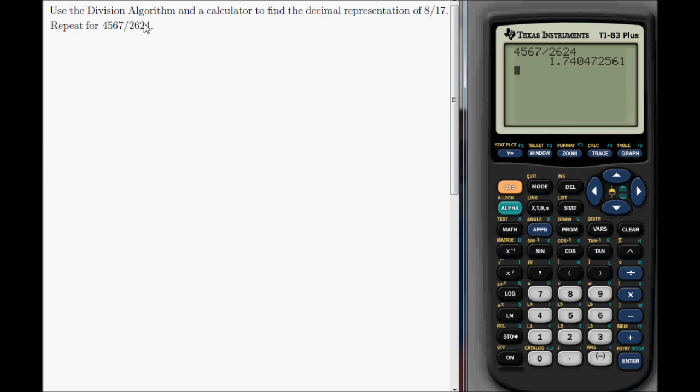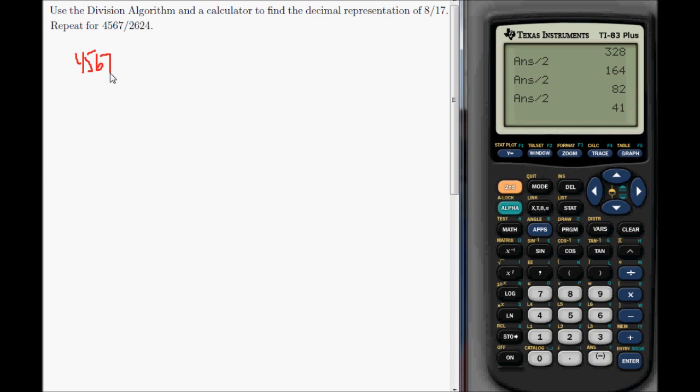So let's go ahead and factor the denominator. We can see that we clearly have an even number in the denominator. So 2,624 divided by 2, still even. 2 one more time. Third time. Fourth time. Fifth time. Sixth time. So I get 41 out, which is prime. So I can write this number as 4,567 divided by 2 to the 6th times 41.